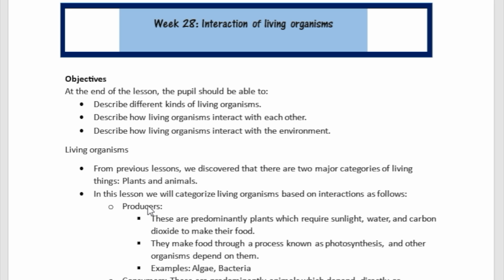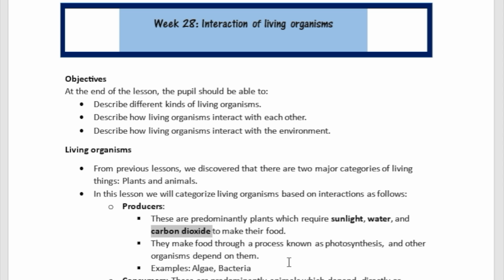There are what we call the producers. Don't forget that, producers. And then there are consumers. So what are producers? Producers are going to be predominantly plants because they don't depend on any other living organism to make their food. They only take in the sunlight, water, and carbon dioxide to make their food. So they are called producers.